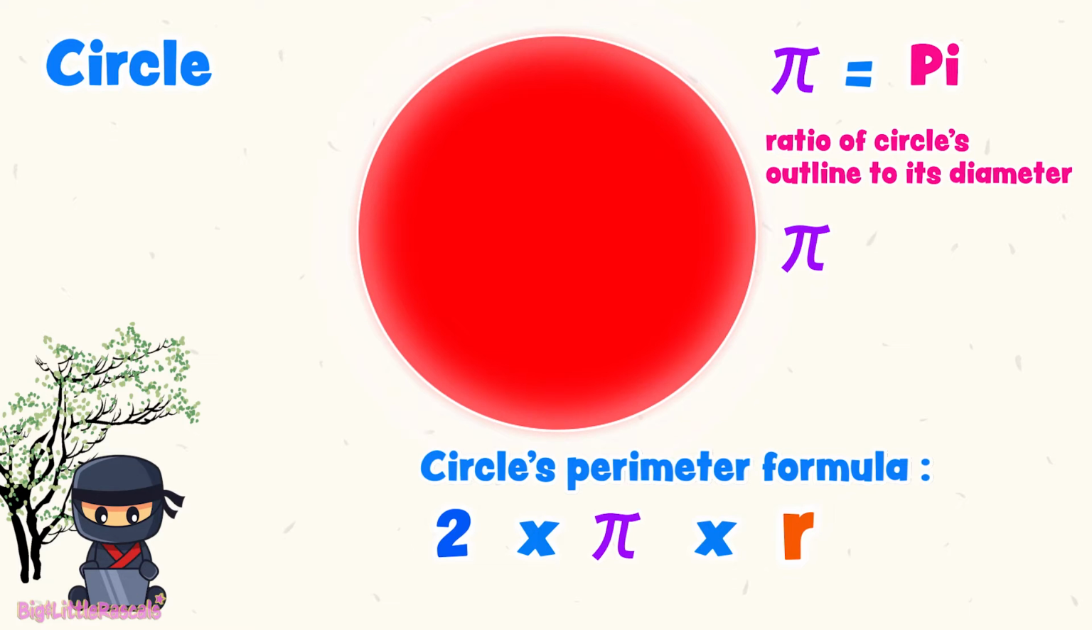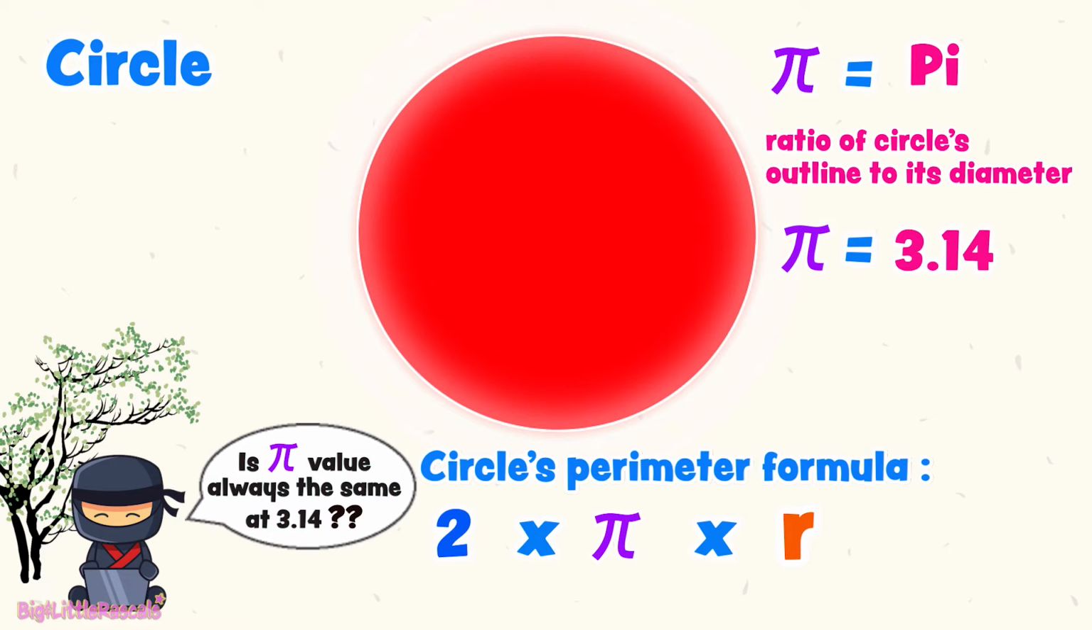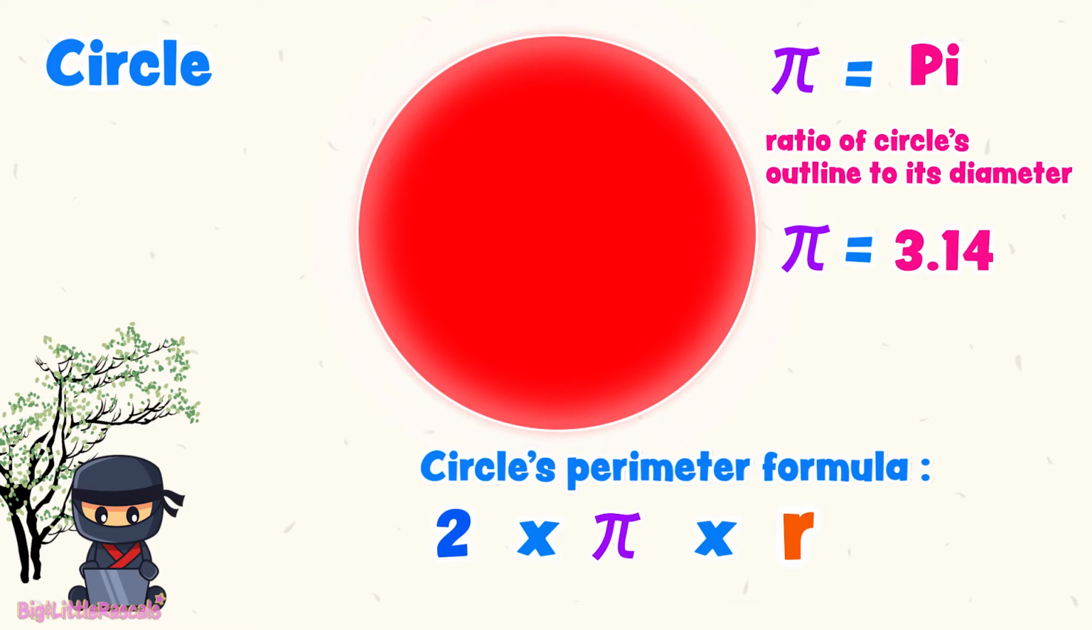So what is the value of pi? We use the pi value as 3.14. Yes, this pi value is an approximate number and it is constant. It means that the value is always the same. Whenever we use pi, the value is approximately 3.14.